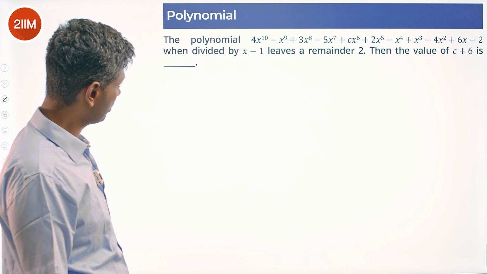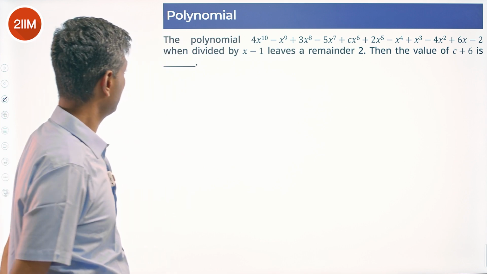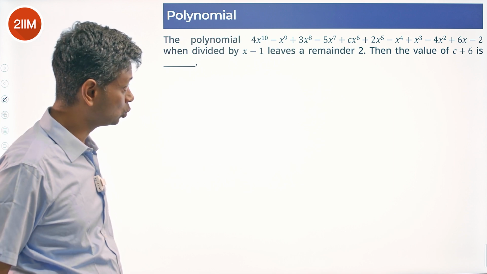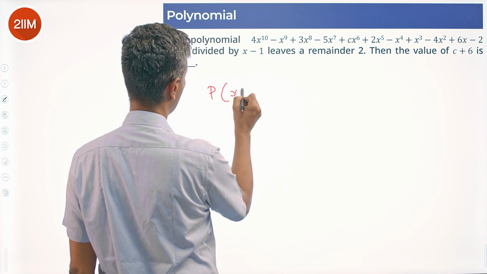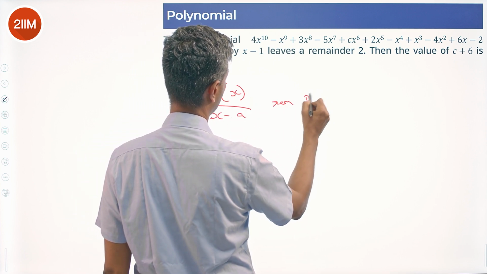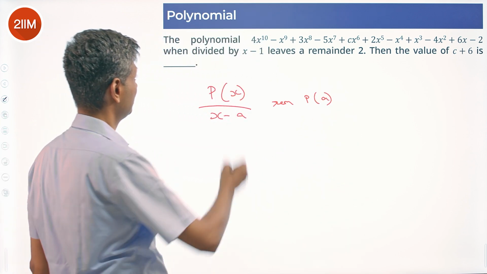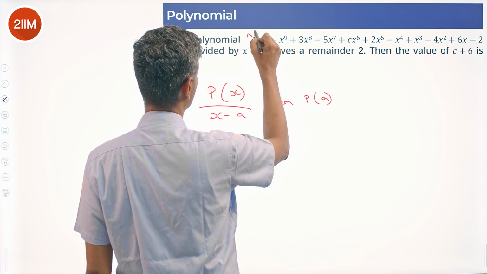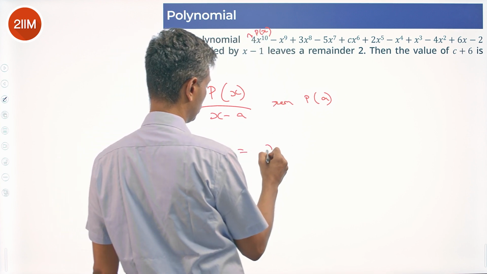The polynomial 4x power 10 minus x power 9 plus 3x power 8 and so on, when divided by x minus 1 leaves a remainder 2. The value of c plus 6? Simple funda, we use the idea that p of x divided by x minus a, remainder is p of a. Polynomial remainder theorem. This is p of x. This question tells us p of 1 is equal to 2.